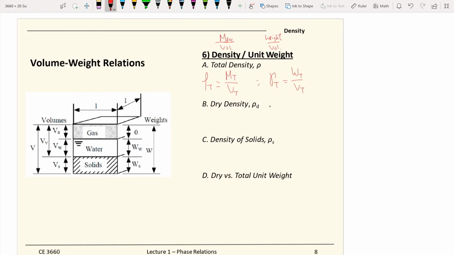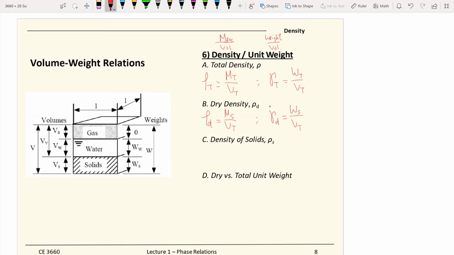And also there's a dry density or dry unit weight. So the dry density is equal to the mass of the solid divided by the total volume. And you have the dry unit weight, gamma D, which is the weight of the solid divided by the total volume. A few weeks later, when we get to the topic of compaction, I believe that is topic number 7, if I'm correct, we put a lot of time on this dry unit weight gamma D.